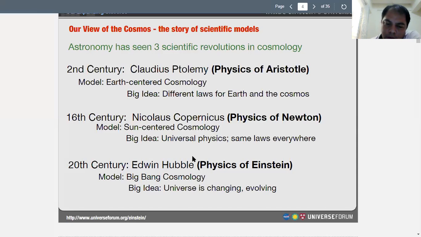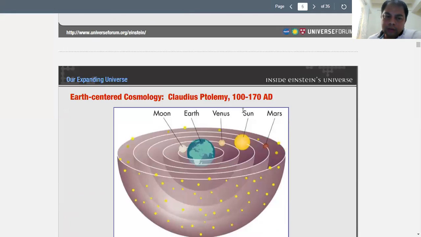And in the 20th century, we have the Hubble telescope. The one who made it is Edwin Hubble, who postulated that the universe is also changing. He's the one who says the universe is expanding. And how did he come to that conclusion, or how did he come to that idea? So we will try to find that out.